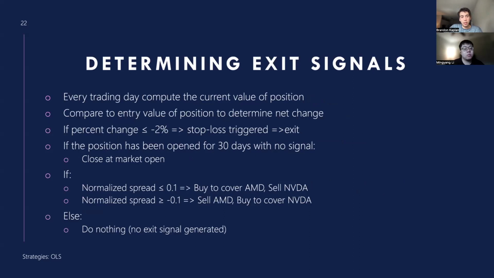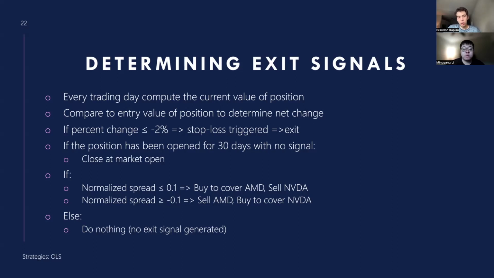For determining exit signals, our steps work similarly, except we have these other 2 conditions. One, that we have a stop loss. So while we're doing these signal generations every day, we're also computing the current value of the position and comparing it to the entry value of the position to determine net change. And if that percent change over the total entry value is less than or equal to -2%, then we say stop loss has been triggered. We don't want to take any more losses. Exit as soon as possible, which is at the market open price. Likewise, if the position has been open for 30 days with no signal, we just close at the market open.